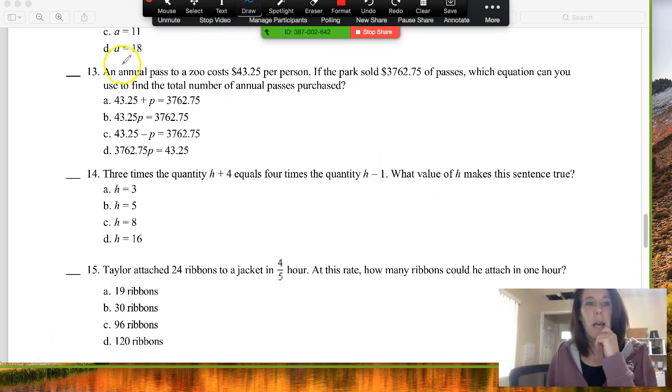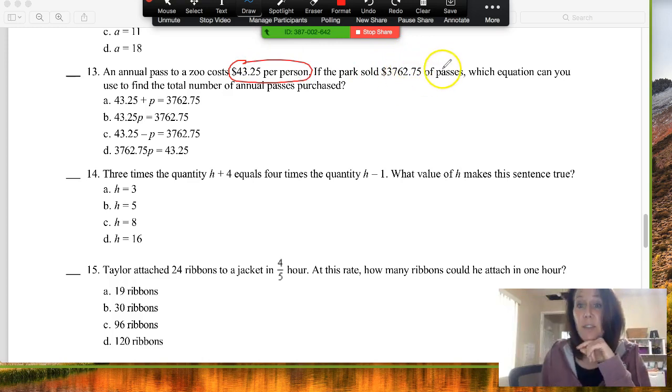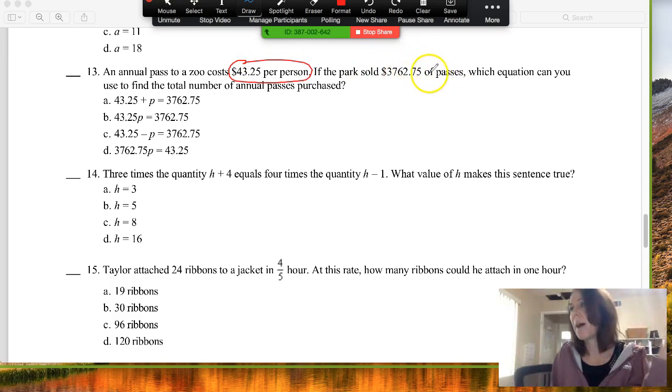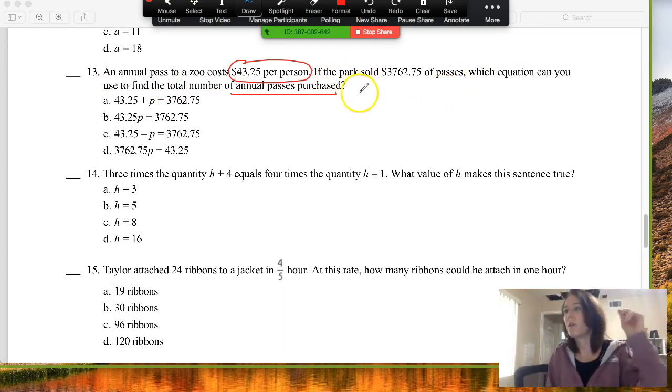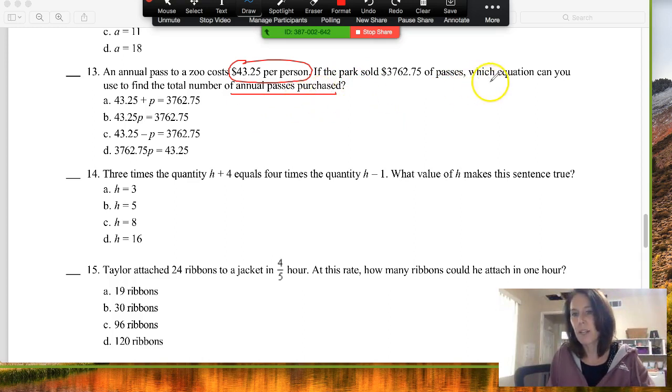Okay, number 13. An annual pass to the zoo costs $43.25 a person. If the park sold $3,762.75 of passes, so that's the amount they sold, that's not the number of passes they sold, which equation can you use to find the number of annual passes that were purchased? Remember, use your question. How many passes were purchased? What's the number? Use that to define your variable. Let P equal the number of passes purchased.